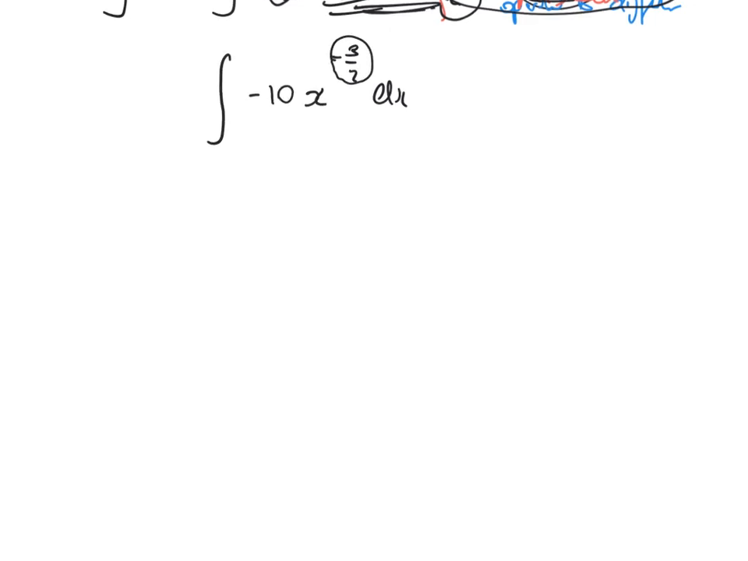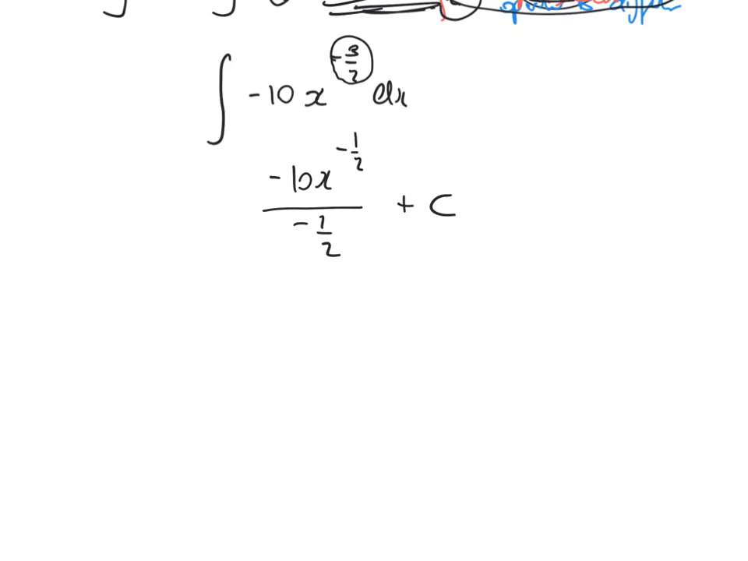Okay, let's try another. We're going to integrate minus 10x to the minus 3 over 2. Add 1 to the power, divide by the new power. Okay, so minus 3 halves plus 2 halves is minus 1 half. So it's going to be minus 10x to the minus 1 half divided by minus 1 half plus c.